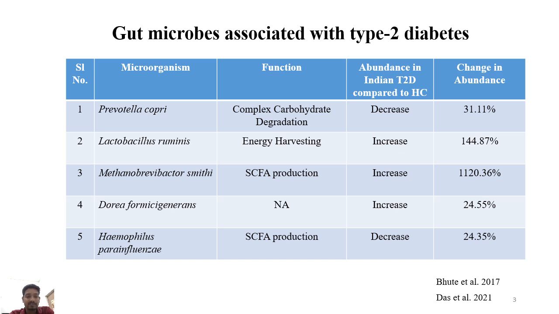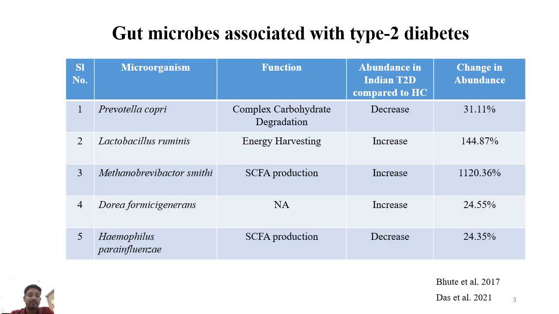From different literature surveys, we have also found that these microorganisms are crucial for human health, and mostly these are found in case of type 2 diabetes. It is also found in different studies that the abundance of these microorganisms is altered. So based on the different literature studies and our data analysis, we have identified these three microorganisms, that is Prevotella copri, Lactobacillus rhamnosus, and Methanobrevibacter smithii, for our study.